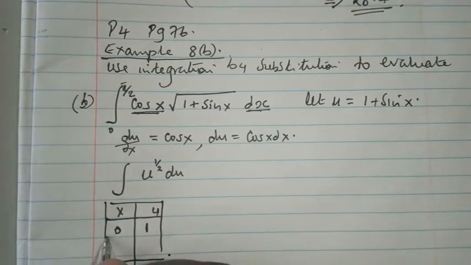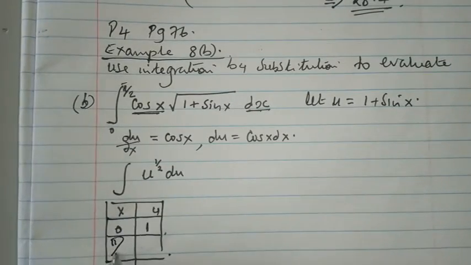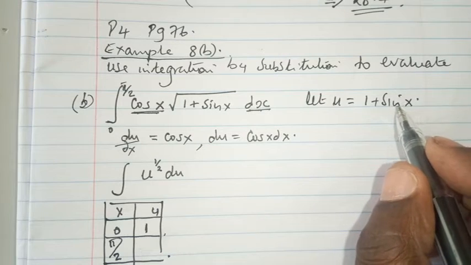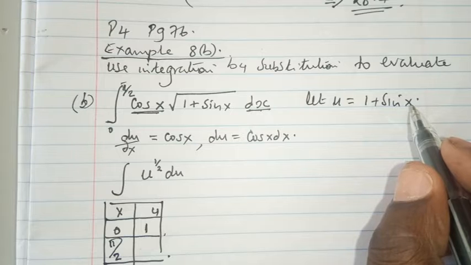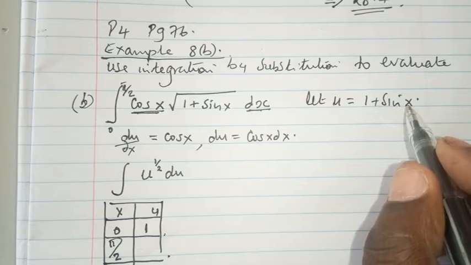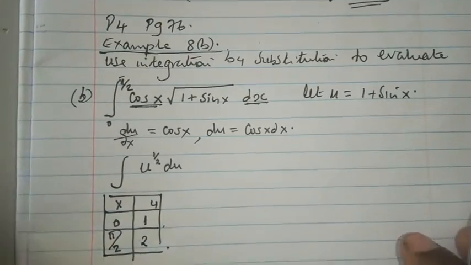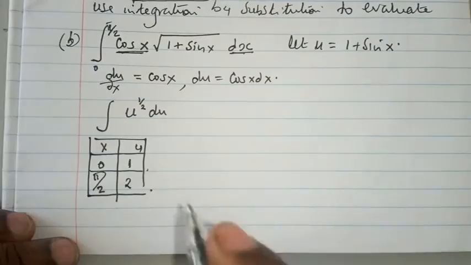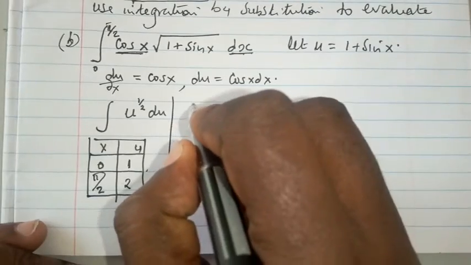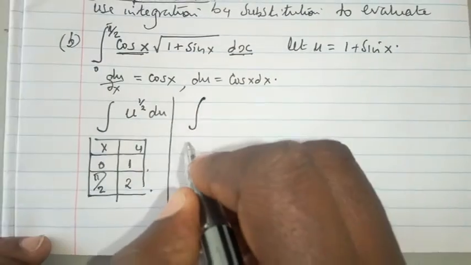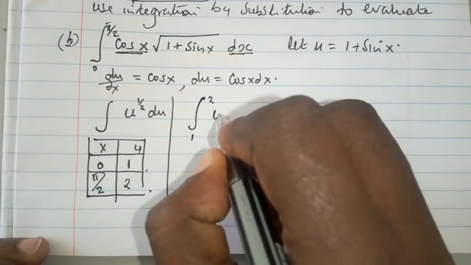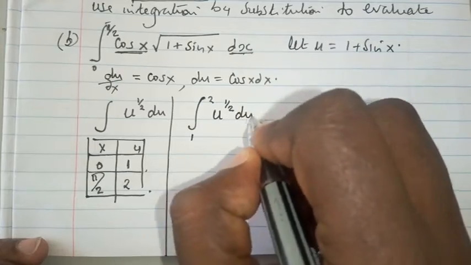And when x is equal to pi over 2, what is u? 1 plus sine pi over 2. Sine pi over 2 is 1, and 1 plus 1 is definitely 2. So with that, we have already changed the limits, and our integral is equal to the integral from 1 all the way to 2 of u raised to power half du.